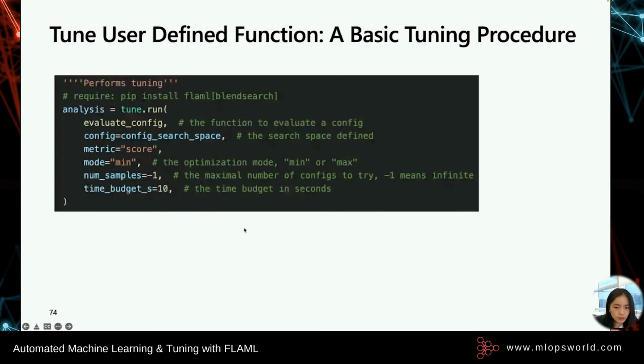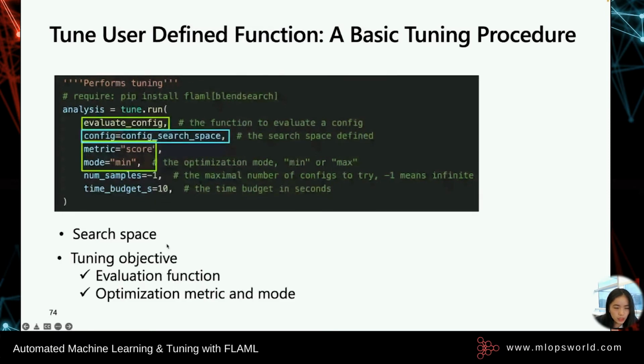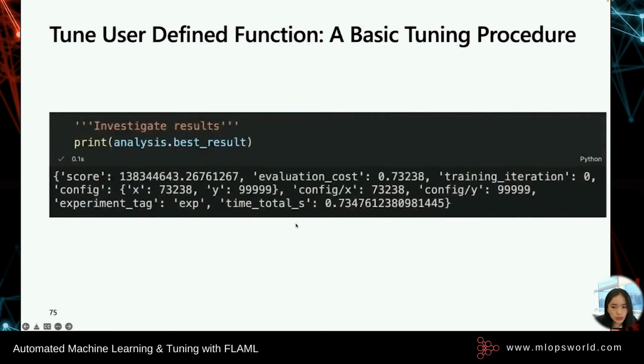You need to first call this tune.run function and provide the search space, the tuning objective, including an evaluation function, the optimization metric, and the optimization mode. And finally, a resource constraint in terms of the time budget and the number of samples you want to run. After finishing the tuning, you can also retrieve the best results and other information you want to know, such as all the results, the best configuration, and etc. from this returned analysis object.